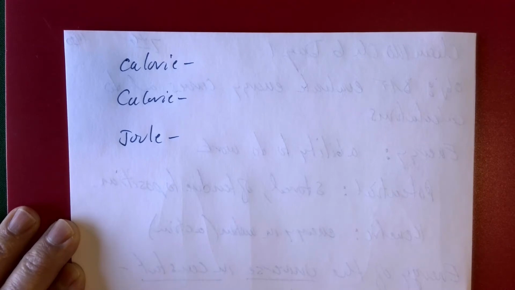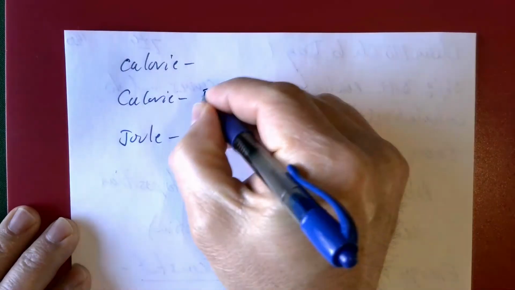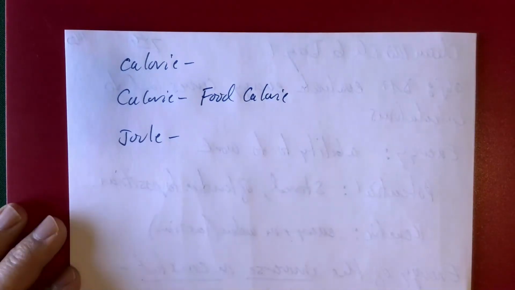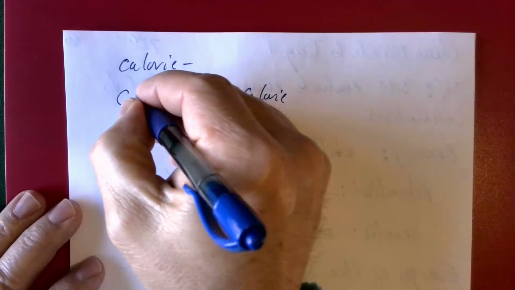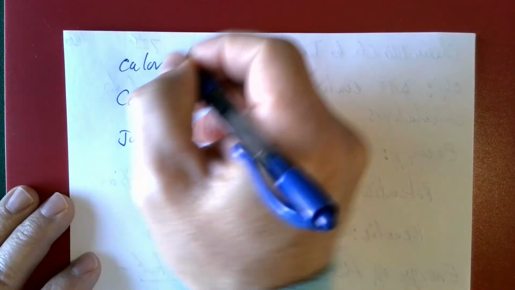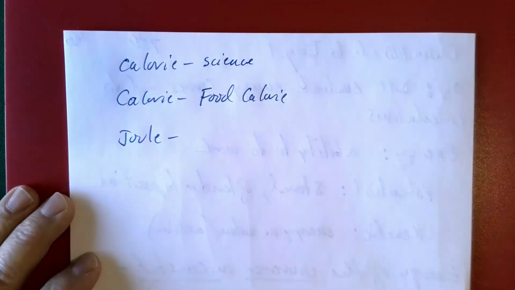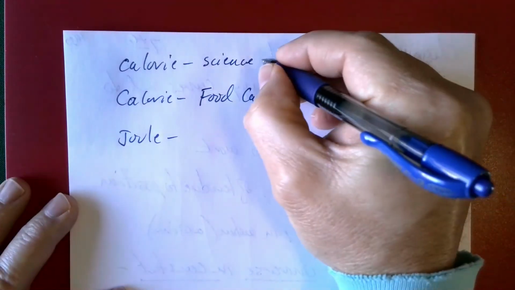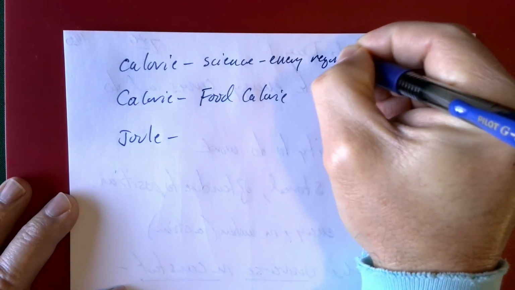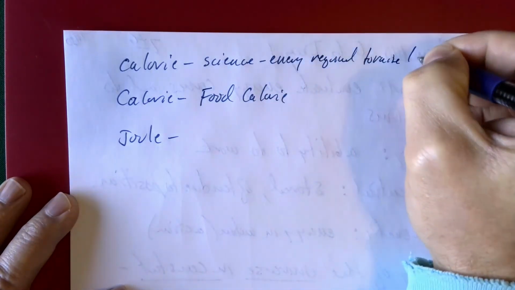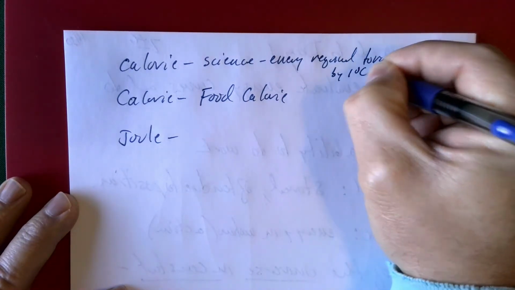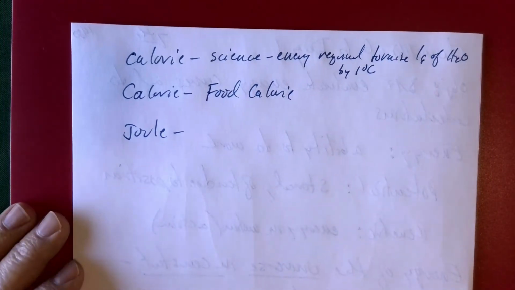A capital C calorie is for food, isn't it? That's a food calorie. Okay, and that's exactly, I always say an uppercase or capital C calorie is a food calorie. A lowercase c calorie is a science calorie. Okay? And by definition, this is the energy required to raise 1 gram of H2O by 1 degree Celsius. Okay, that's a science calorie.